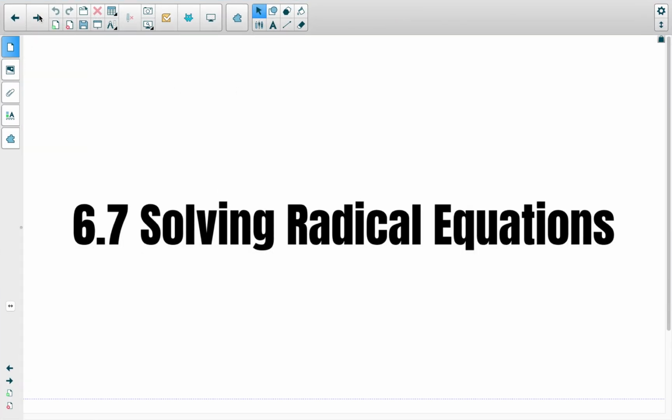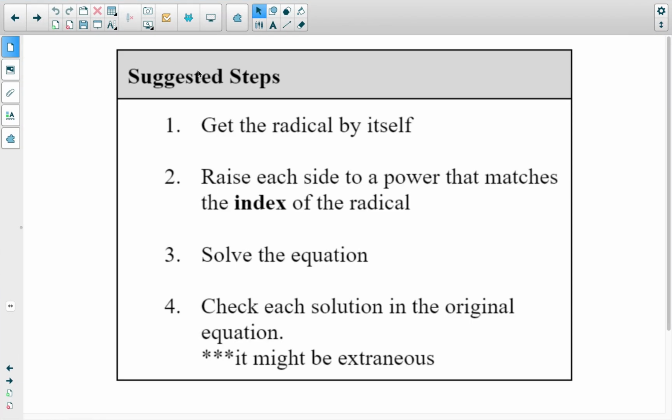All about solving radical equations. Here are our suggested steps. All right, we want to get the radical by itself, and then we want to raise each side to a power that matches the index of the radical, solve the equation, and then check each solution because we might have extraneous solutions here. And I'll try to explain how that works graphically as we're going through these.